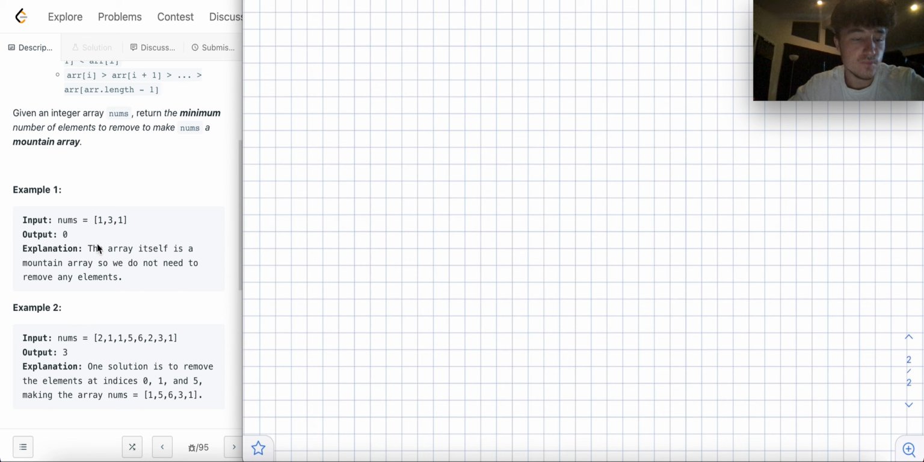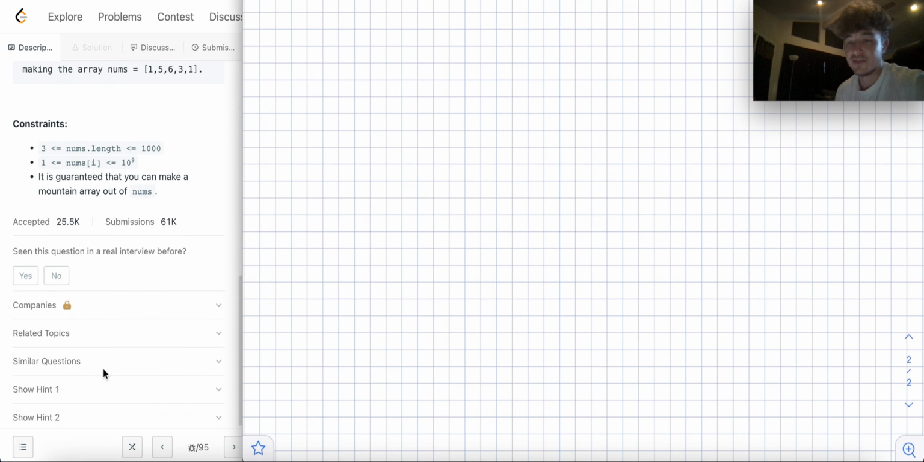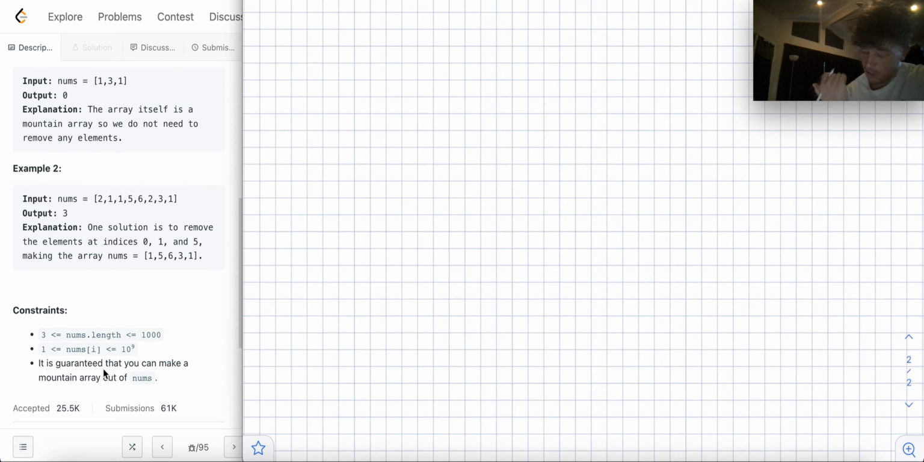Okay. So when we look at 1, 3, 1, this one is obvious, right? Because it's already a mountain array. Why is that? Well, it goes from 1 to 3 to 1. Okay, let's look at the next one because it's a little more involved. Hopefully it'll provide us with something that we can use to gain some intuition about the solution to this problem.